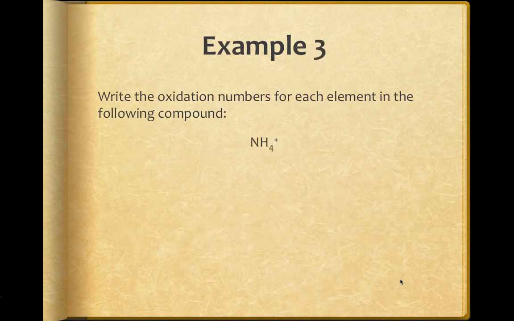I know that wasn't good enough. Write the oxidation number for each element in this compound. Well, this is ammonium. This is actually an ion. It has a +1 charge. We'll come back to that in just a moment. Remember, hydrogen is always +1. So that brings my total to +4, because I've got 4 of them.